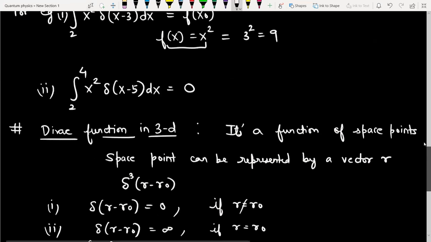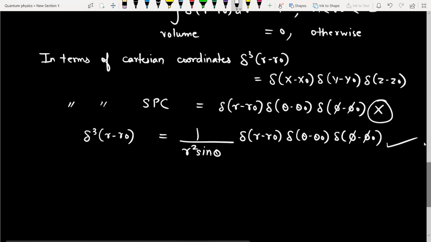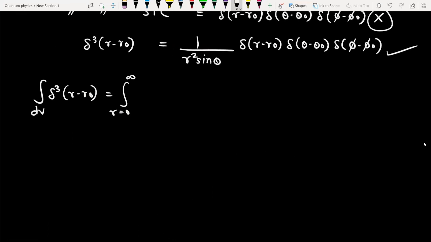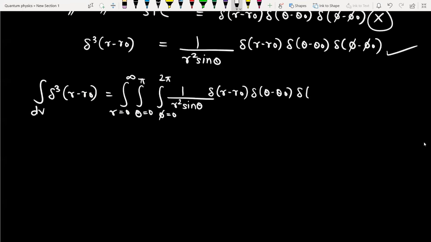Let's integrate out this expression. If you integrate del cube of r minus r naught over the entire volume, you integrate over r from 0 to infinity, theta from 0 to pi, and phi from 0 to 2 pi, and this is 1 over r square sine theta times del of r minus r naught, del of theta minus theta naught, del of phi minus phi naught, and the volume element in this particular case is r square sine theta dr d theta d phi.